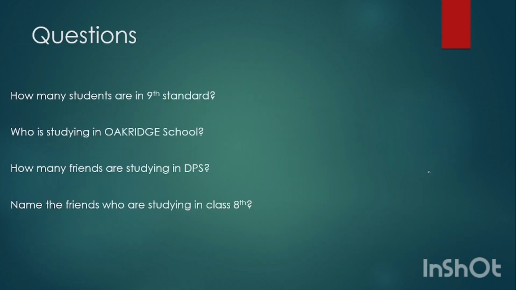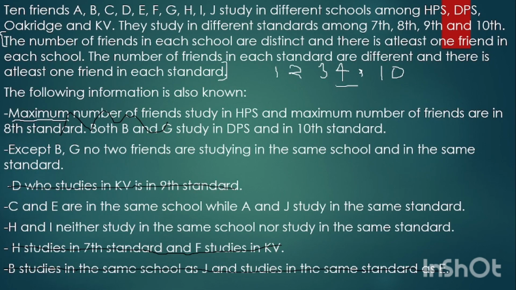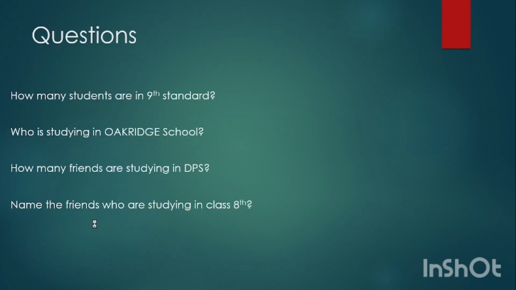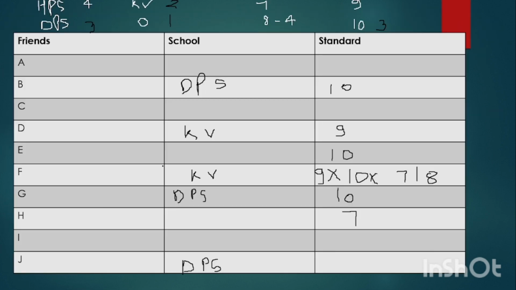Too good. Now what are we given with? C and E are in the same school. What can be the possibilities of C and E being in the same school? That is HPS. So I'll write here HPS. Also I'll write here HPS.